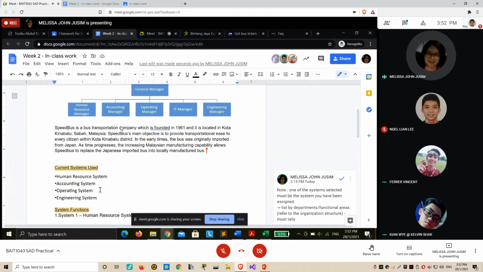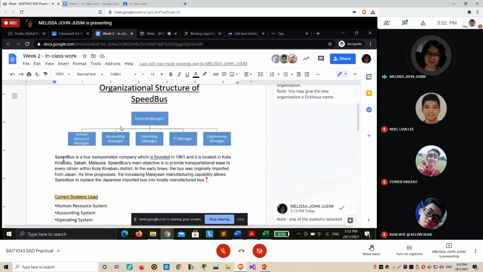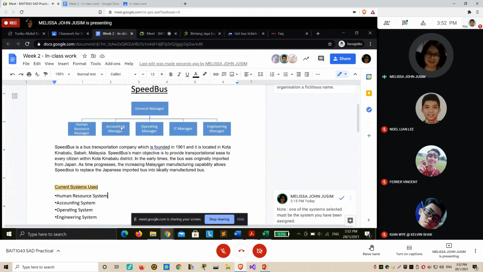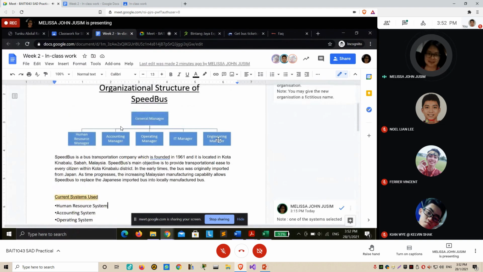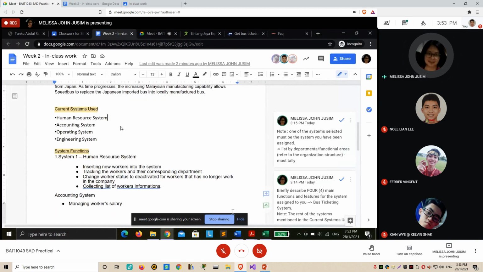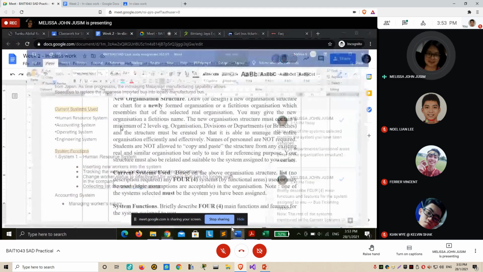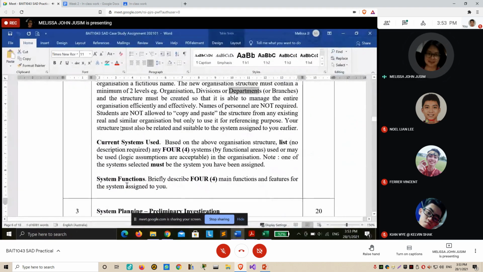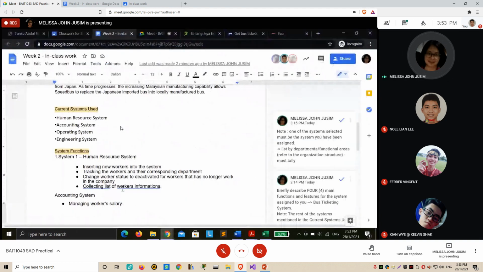This one you really need to sit together and discuss what departments or functional areas you want Speedbus to have. This is a fictitious organization. Definitely you need to do some thinking. Then according to the departments that you have here, you list out the current system by department, for example human resource, then human resource system. And for the system function, it's already mentioned that you only need to describe the bus ticketing system, that's all. The rest no need.